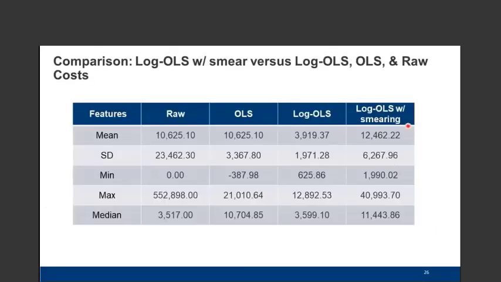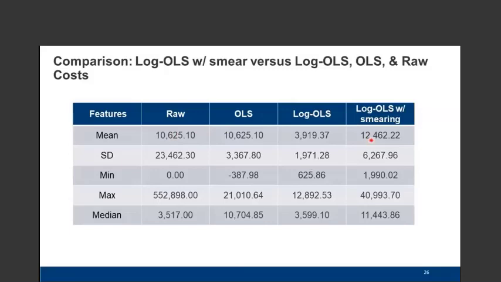And just to summarize the results of the log OLS model with smearing, it's a lot closer now to the raw average cost, but it's still higher. The median is close to the mean in this particular case because it was normally distributed due to a transformation, but you can see that it's still not exactly the same, right?